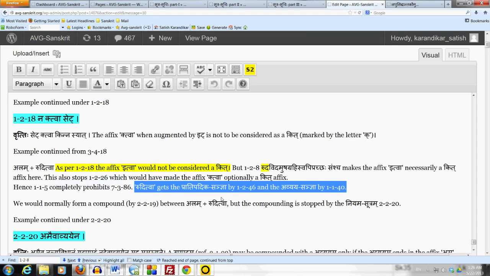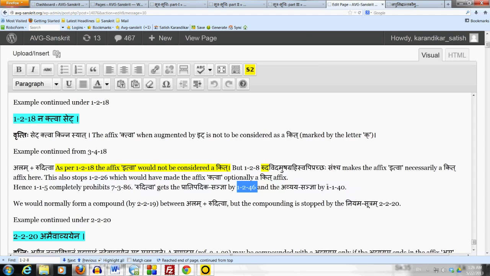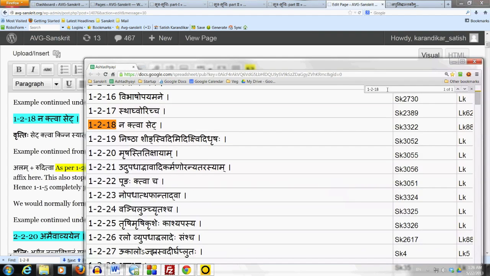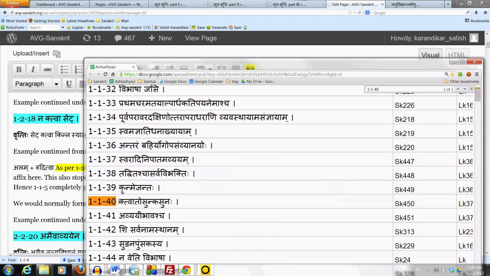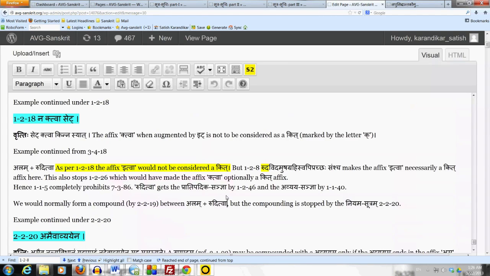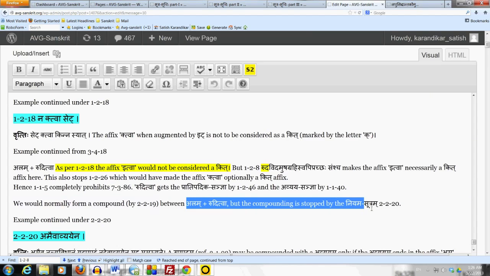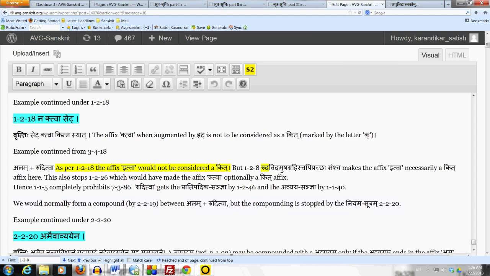Ruditva gets the pratipadika sanjna by krit taddhita samasasca 1.2.46 and the avyaya sanjna by 1.1.40 ktvatosunkasunah, which we have studied. 1.1.40 says the words ending in the affixes ktva, which is what we have right now, as well as tosun and kasun, get the sanjna of avyaya. Okay, now at this point we would normally form a compound by 2.2.19 upapadam atin. We do have the upapada alam, so we would look to form a compound by 2.2.19 upapadam atin between alam and ruditva. But the compounding is stopped by the niyama sutram.